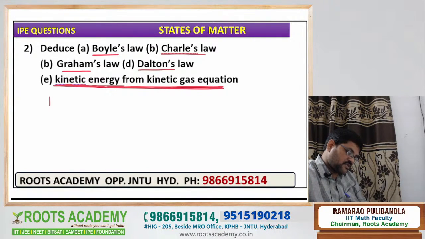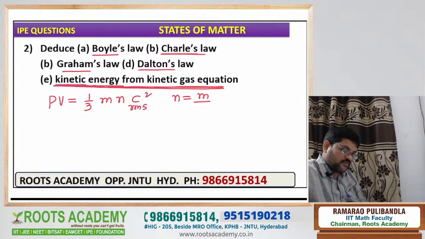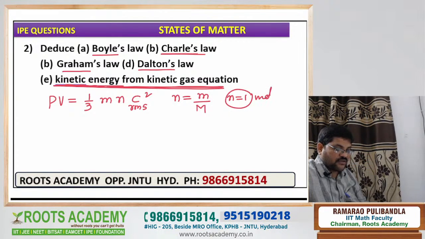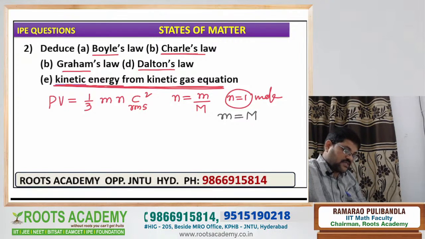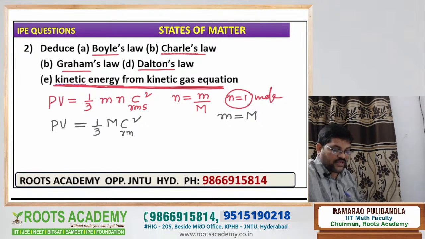First, you know the kinetic gas equation: PV is equal to 1 by 3 mn c square, where c is the RMS velocity, and n is the number of moles of the gas, given mass by molecular weight. Generally, in the experiment, we take 1 mole of gas. If 1 mole of the gas is taken, the small m is taken as capital M. Now, basing on that, PV is equal to 1 by 3 capital M RMS velocity square.